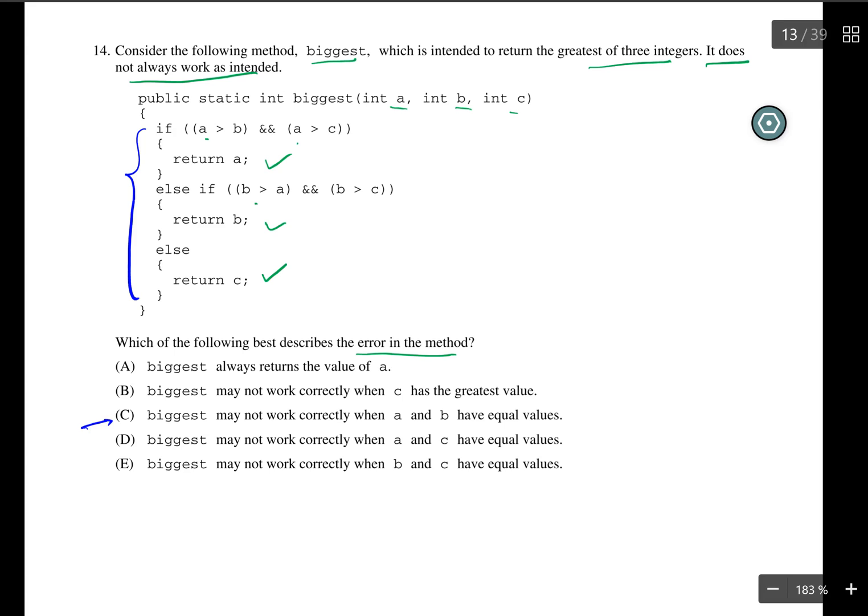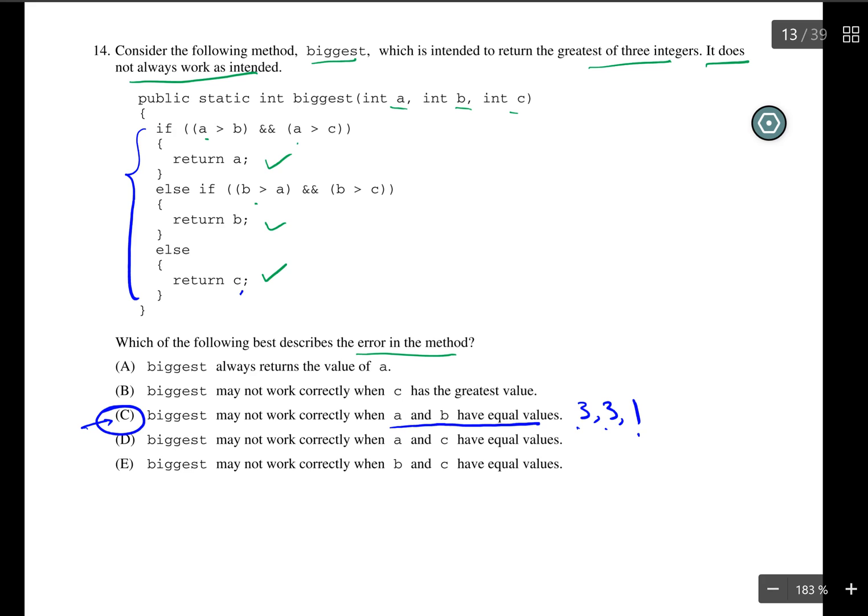So I'm going to start with my option C, as I always do. Biggest may not work correctly when A and B have equal value. So consider that if A is greater than B, no, because A and B have the same value. So you skip that. B greater than A, no. So it's going to return C. So something like if I had 3, 3, 1, instead of returning 3, it's going to return 1. That is the issue.